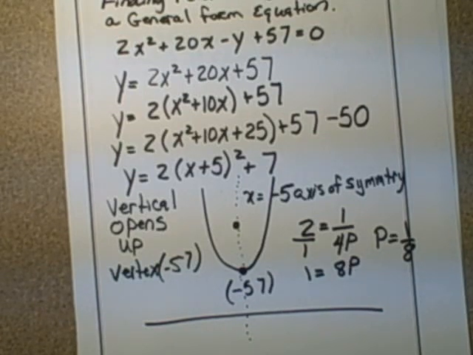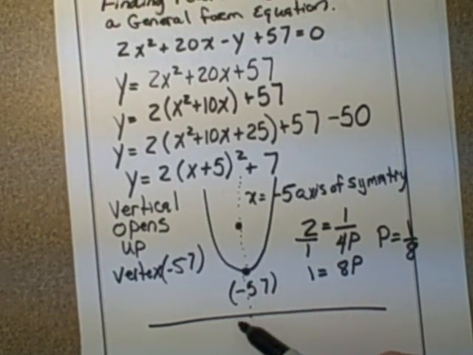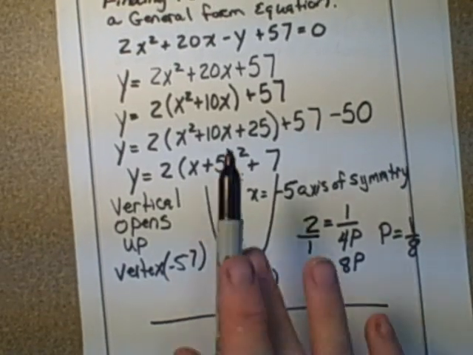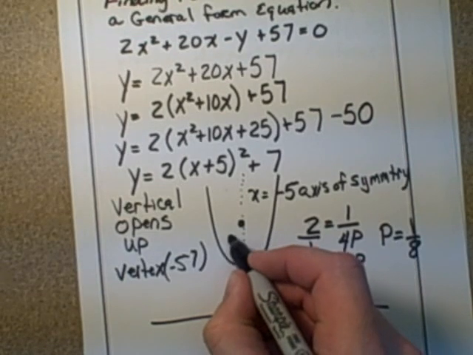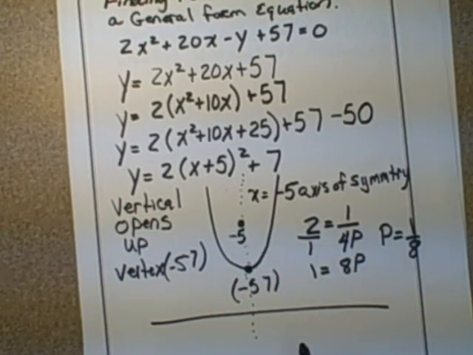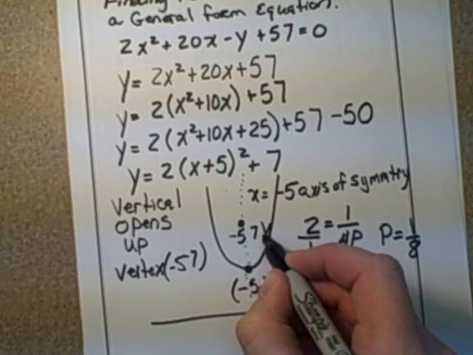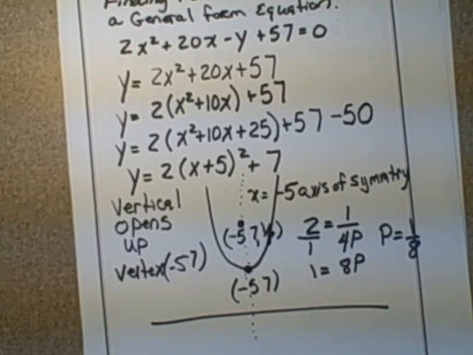So the distance from the vertex to the focus is only 1/8. Now we're moving along vertically, so we have to change the y value because we're moving up and down. So this is going to be -5. And what's 7 plus 1/8? Well, that's 7 1/8. Sorry, that's difficult to read.